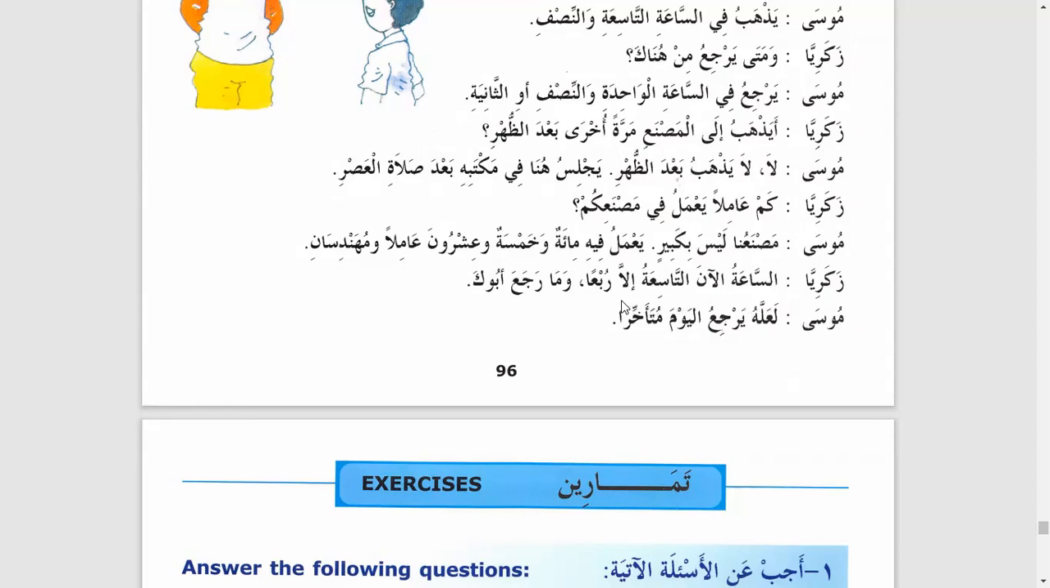Okay, Zakaria. الساعة الآن التاسعة والنصف. It's 9:45 now. وما رجع أبوك, and your father did not return. Here it's the use of past tense, so that's why we have ما رجع أبوك, your father did not return. Musa says لعله يرجع اليوم متأخرا. So I am afraid he will return late today. Now we know from the context that normally he comes after Asr prayer, but today he did not arrive up till now. So that means he is not saying, I hope, but he is showing his fear that I'm afraid he will return late today.